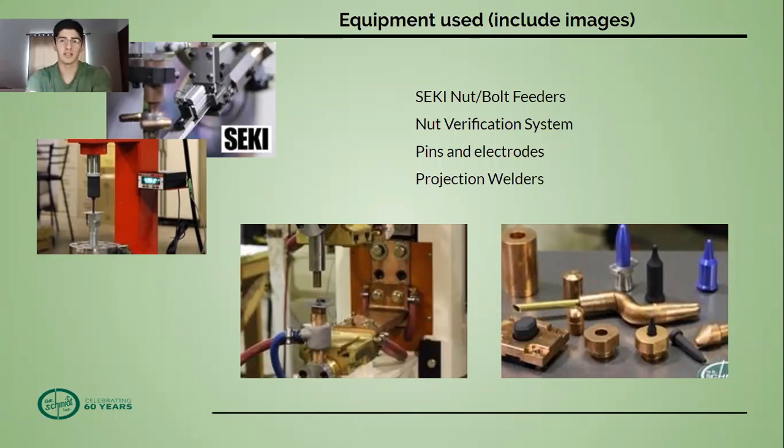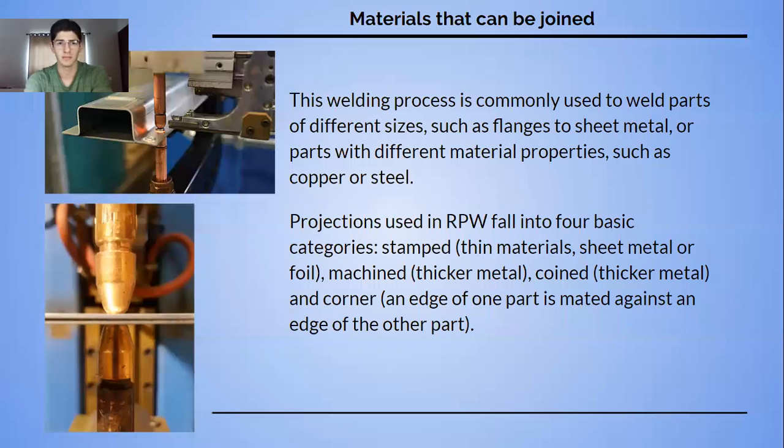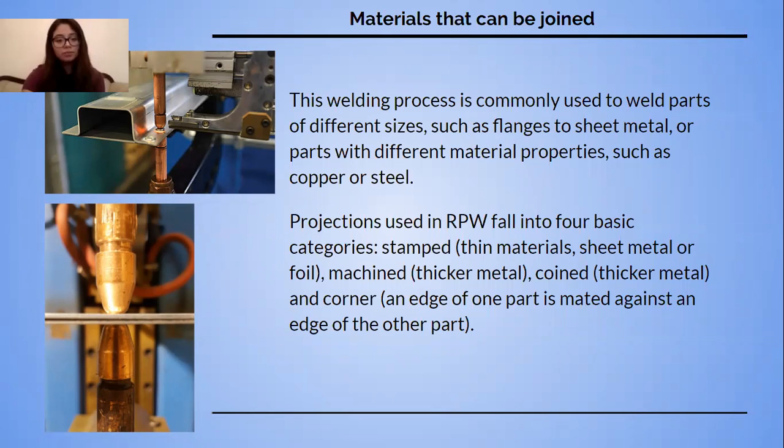The equipment used in this process is mainly nut and bolt feeders, nut verification system, pins and electrodes, and projection welders. All of this equipment is made of different materials so the process can happen. This welding process is commonly used to weld parts of different sizes, such as blanks to sheet metal, or parts with different material properties, such as copper or steel.